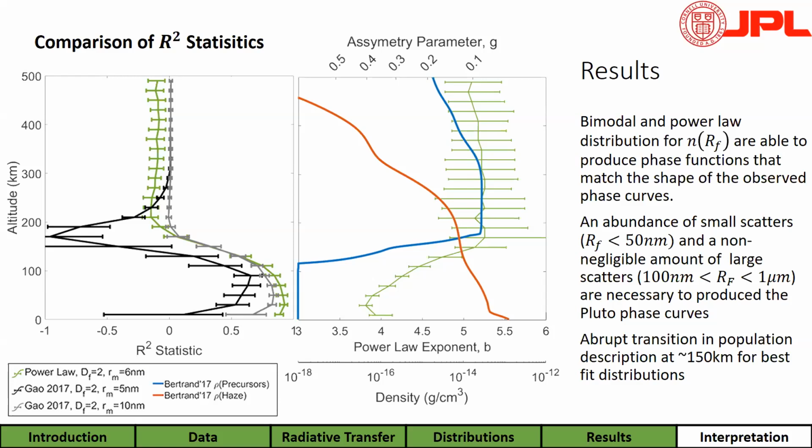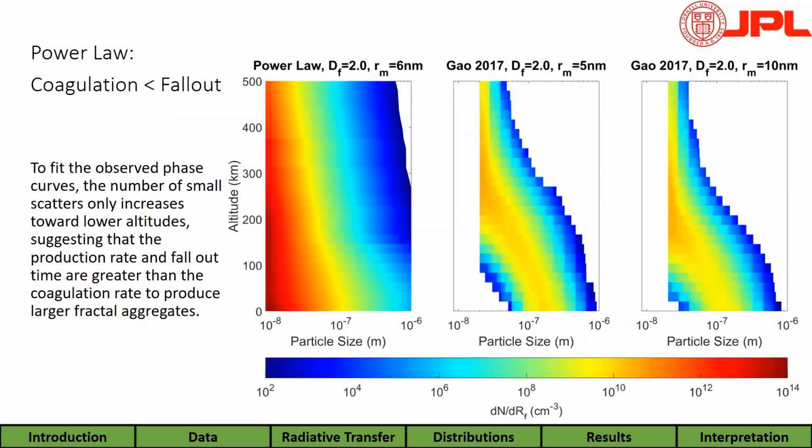So, two possible interpretations for the nature of Pluto's atmosphere. The first is a power law. What this means is that if we have a power law distribution of haze in Pluto's atmosphere, that must mean that we have a very large abundance of small size scatterers, which gives us our not insignificant backscatter component, and a not insignificant amount of large size scatterers.